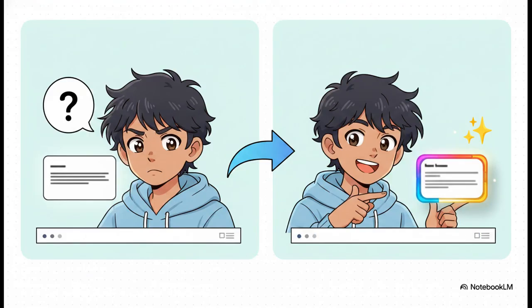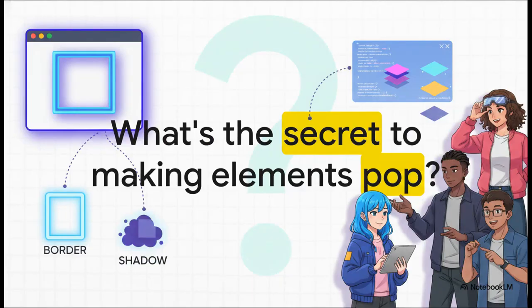So, I'm sure you've been here before, right? You get your content on the page, but it just looks flat. It doesn't really guide the user's eye. It doesn't invite you to click on anything. So how do we get from that plain old version on the left to the much more engaging, polished one on the right? Well, what if I told you it's way simpler than you might think?